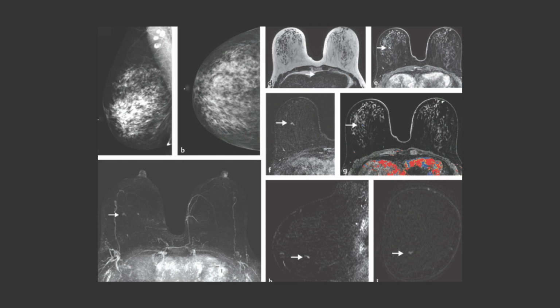You can see the one letter G, there's some color on there. We do color mapping to look at enhancement kinetics. And then the bottom two images are subtraction imaging. So we give the contrast and then we actually subtract out the background tissue to make the abnormal areas of enhancement stand out more.